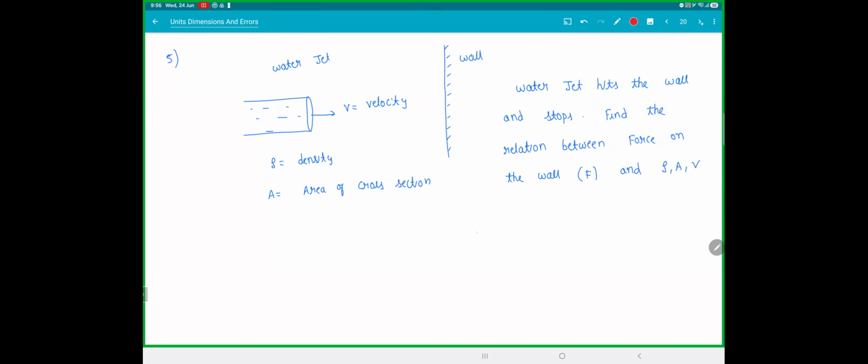The same question you can ask like this also. If rho, A, V are fundamental quantities, find the dimensions of F. The process is the same. You have the same solution, but two different questions. So the second model and the fourth model are kind of identical. The way you're asking is different.